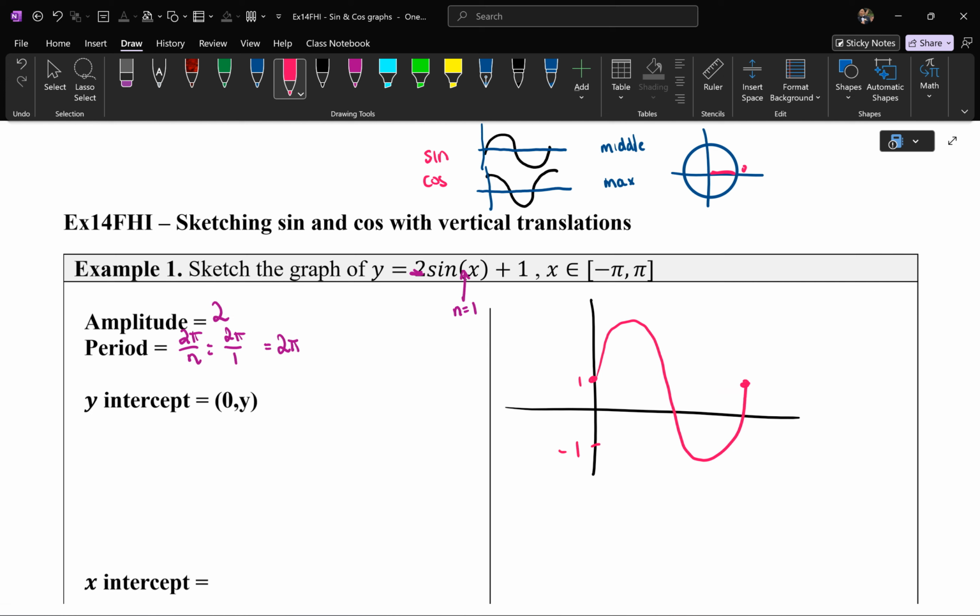Minimum now is negative 1 and the maximum is 3, roughly. Okay, so this is your new midline. That's your new middle because everything has shifted up by 1. Okay? That's what this describes.